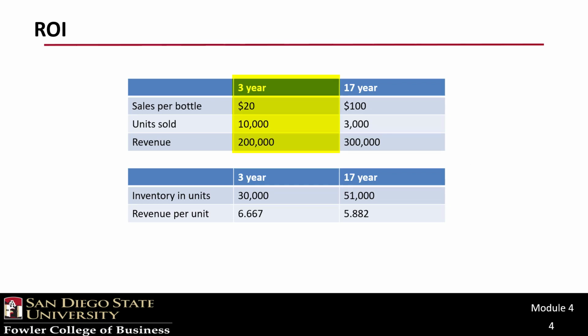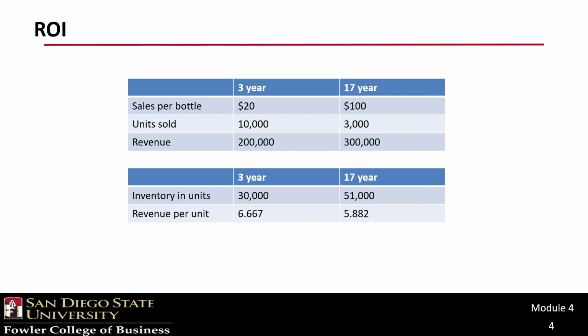So let's start up at the top with the 3-year that sells for $20 per bottle. They sell 10,000 units, and therefore they generate total revenue of $200,000. The 17-year scotch sells for $100. So as a result, naturally you sell many fewer units. They only sell 3,000 units a year, but they still generate revenue greater than the 3-year scotch, $300,000.